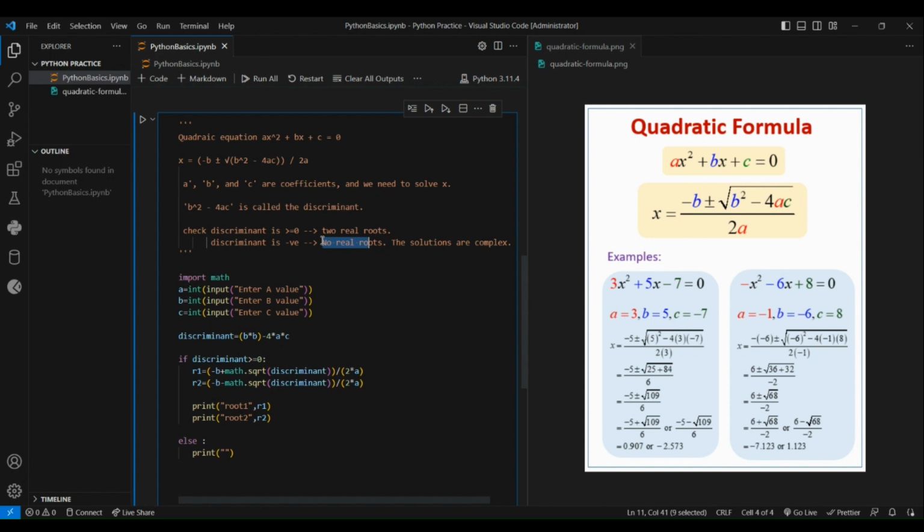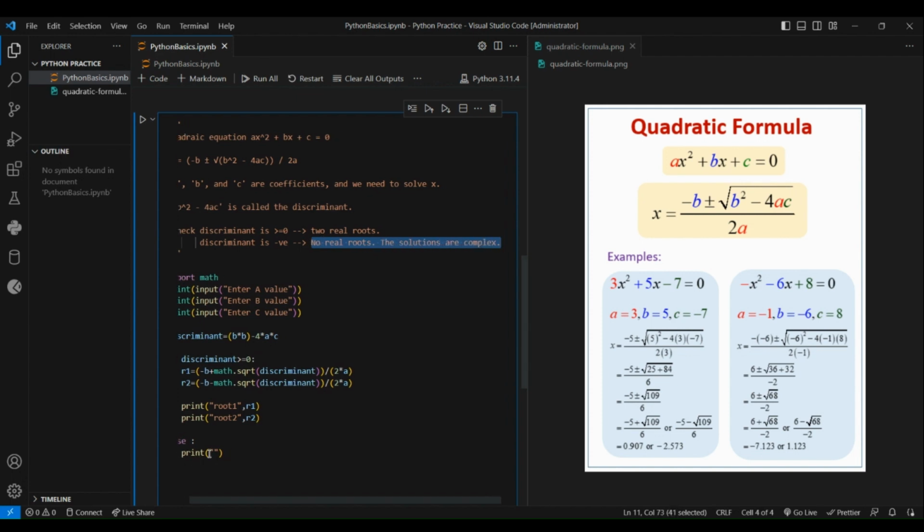Else return no real roots. The solutions are complex.